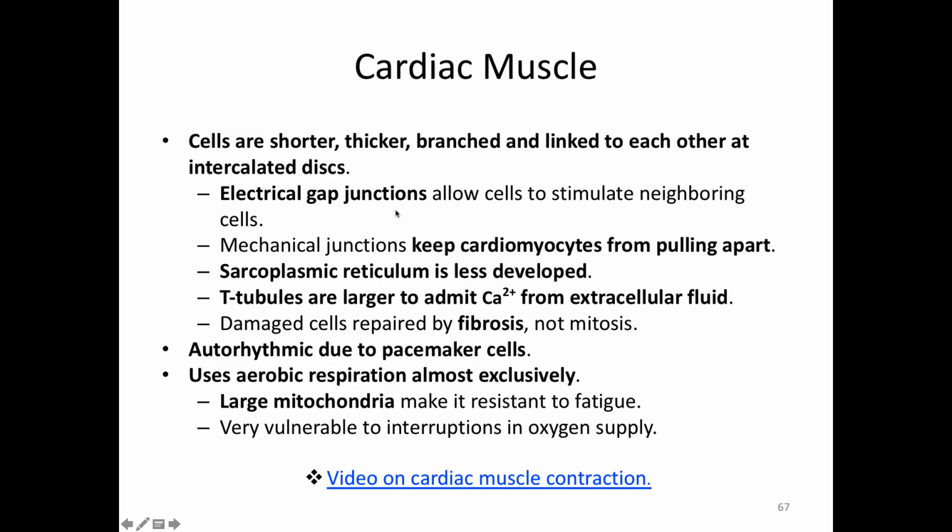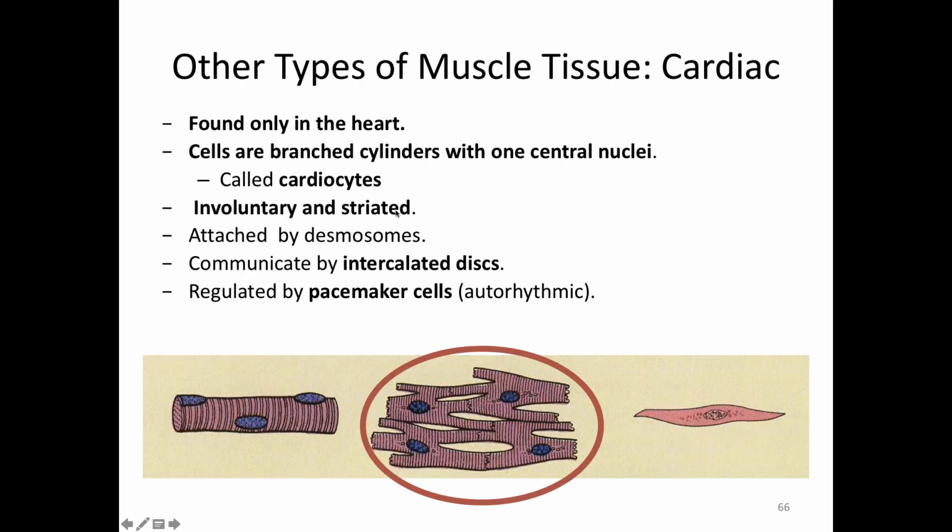Other types of muscle tissue include cardiac muscle. So cardiac muscle we will be discussing more in 232 when we discuss the cardiovascular system, and it's found only in the heart. So the cells are involuntary, but they are striated. So striated equals they have sarcomeres. And the cells are branched cylinders. You can see these guys have lots of branches, but they only have one nucleus instead of the many that skeletal muscle have. And we call these cardiocytes or cardiomyocytes. So cardiocyte means heart cell, cardiomyocyte means heart muscle cell. They are the same thing.